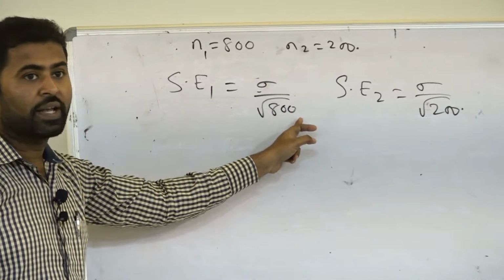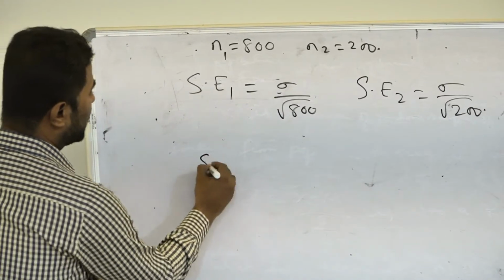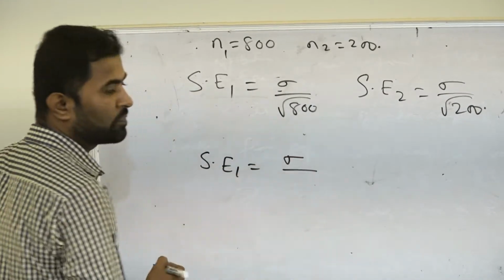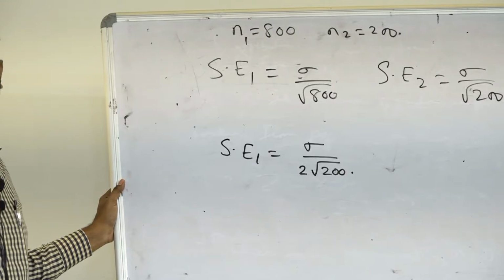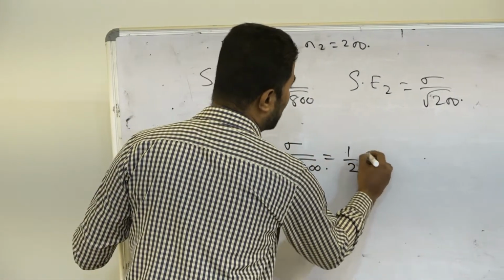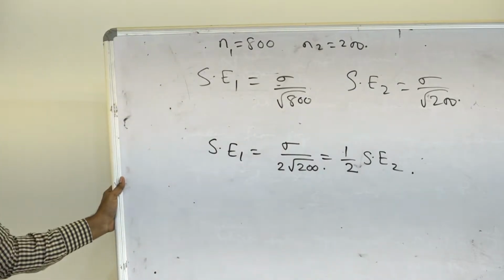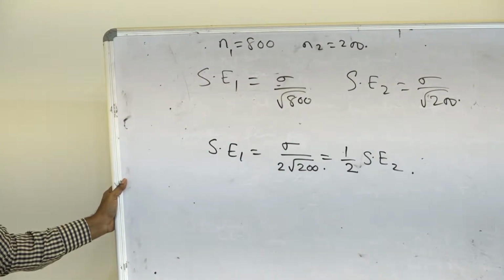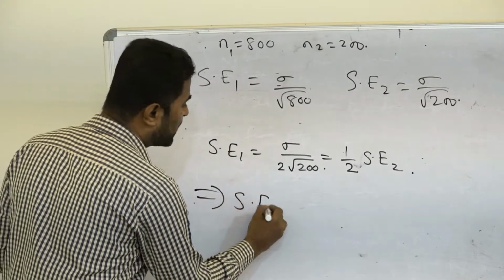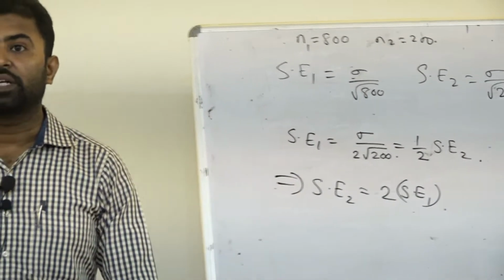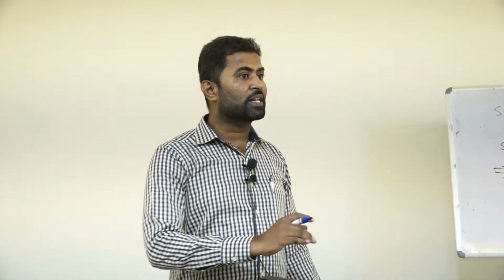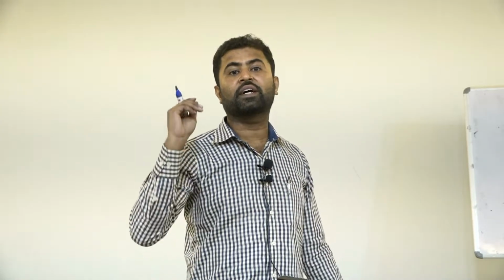Then this root 800, we can write as 2 into root 200. So standard error 1 is equal to sigma by 2 into root 200, which is the same as half times standard error 2. We can write it as standard error 2 is twice the standard error 1. It means that when the sample size is decreasing from 800 to 200, the standard error is doubling. It's getting doubled.